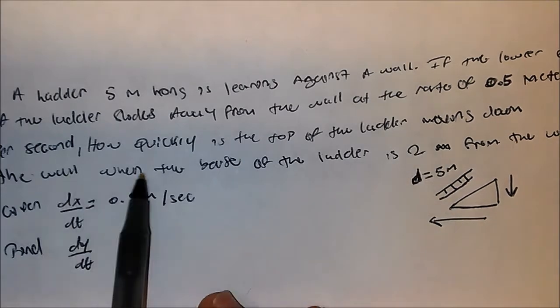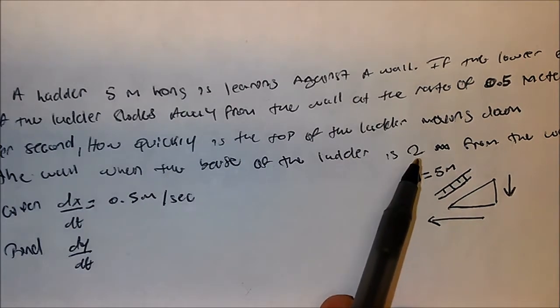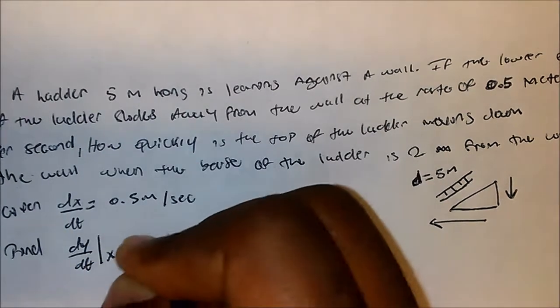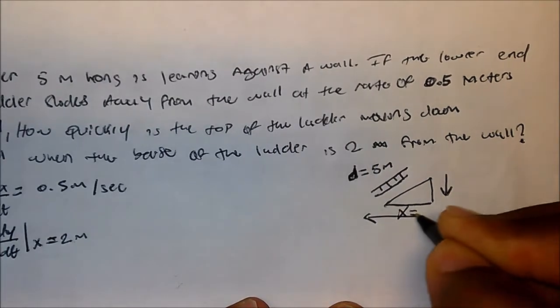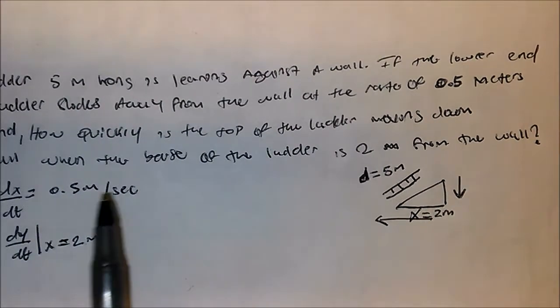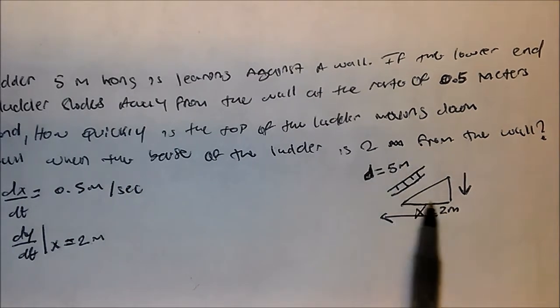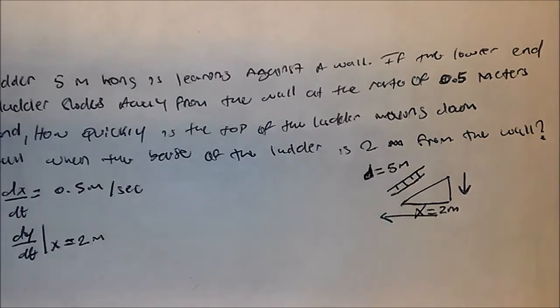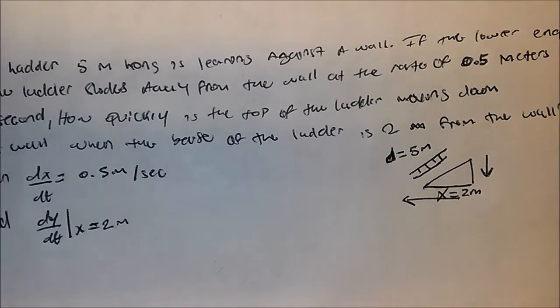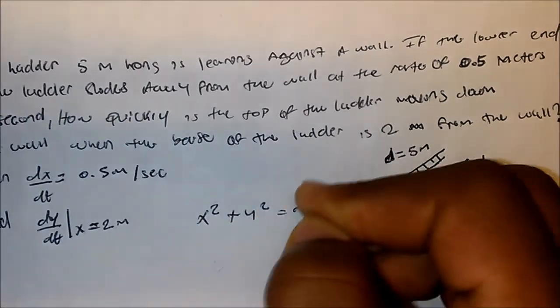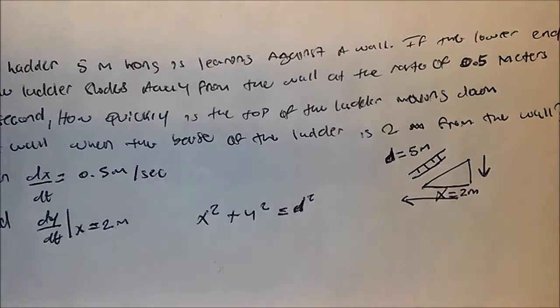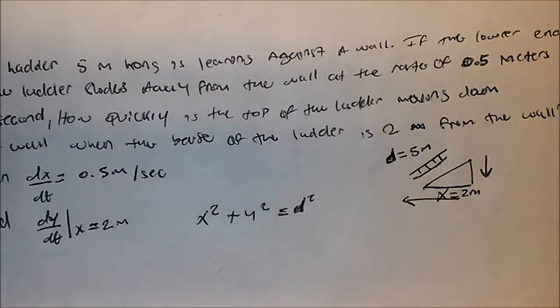When the base of the ladder is 2 meters from the wall, so when x is 2 meters. So we know d is 5 meters and x will be 2 meters, because when we talk about the base of the ladder, we're talking about the base here. We don't really know what y is equal to. So in this case, instead of the Pythagorean theorem a squared plus b squared is equal to c squared, I'm going to use x squared plus y squared is equal to d squared. This is the same thing as the Pythagorean theorem, just different variables.